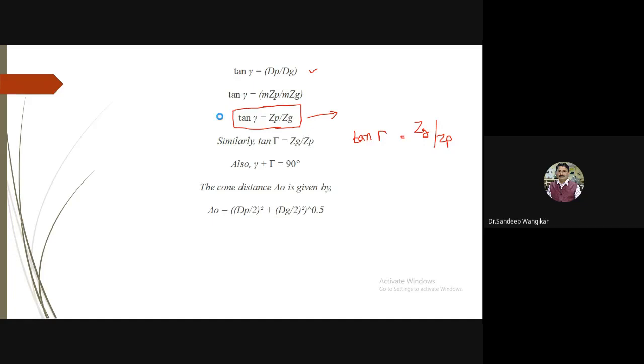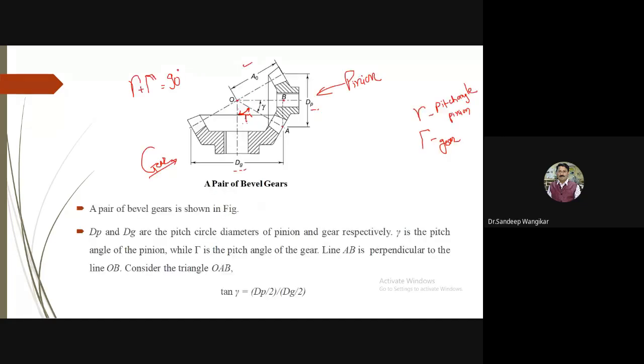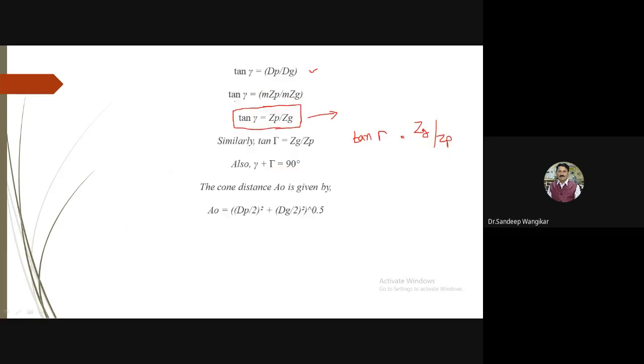Now let us calculate the cone distance A naught. So if I join this, it is dG by 2 and dP by 2. So A naught square is equal to (dG by 2) square plus (dP by 2) square. So A naught is equal to under root of (dG by 2) square plus (dP by 2) square.